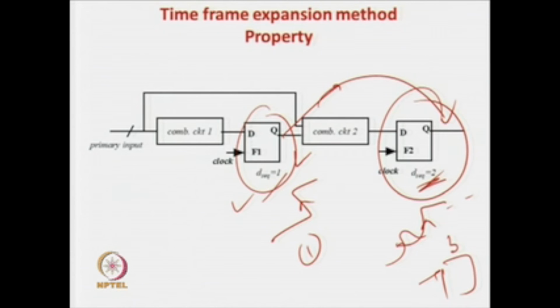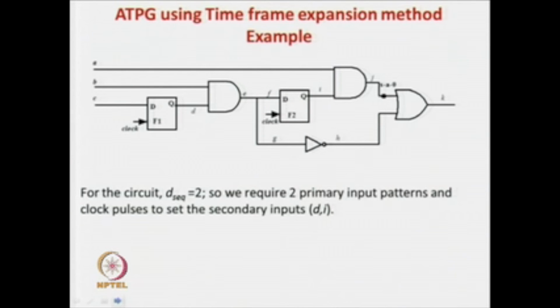So, therefore, if you have a circuit with 10 flip flops or having sequential depth 10, you require 10 clock pulses and 10 patterns to set the virtual primary inputs, and in the 11th period you require to give the primary inputs, and that will solve your problem. Okay. So, again coming back with this property, we will see how this time frame expansion method can be applied to the circuit.